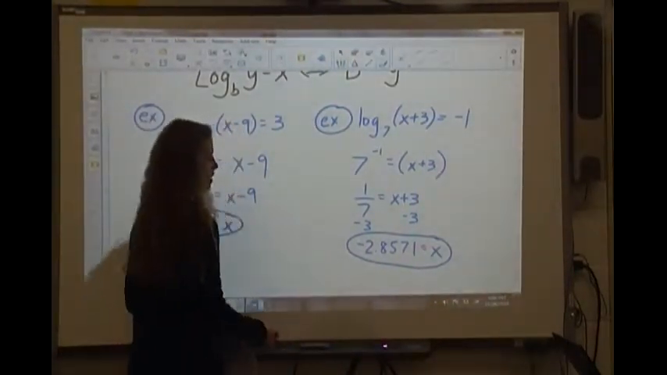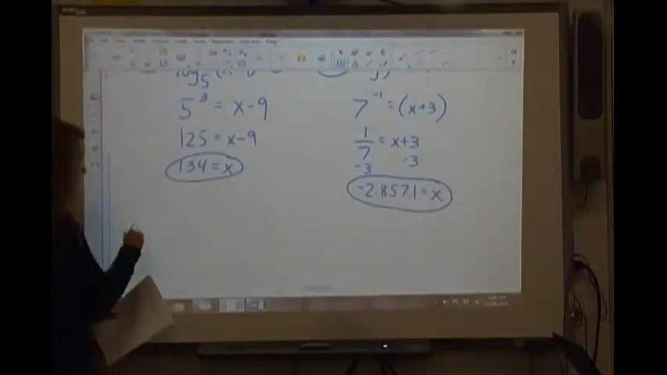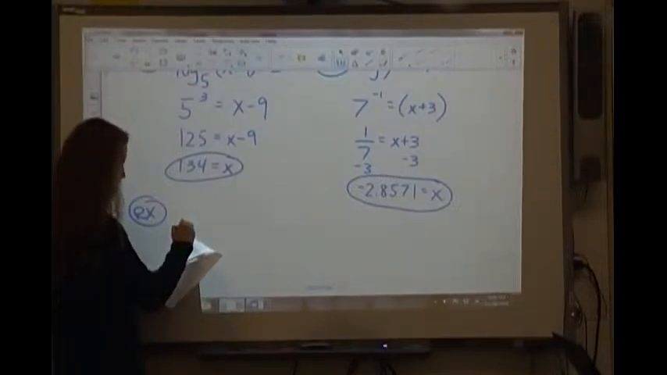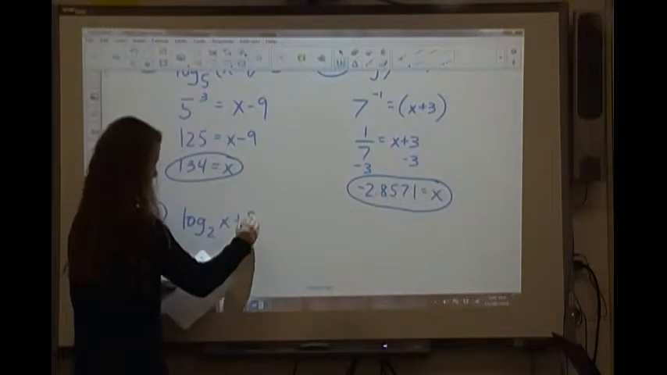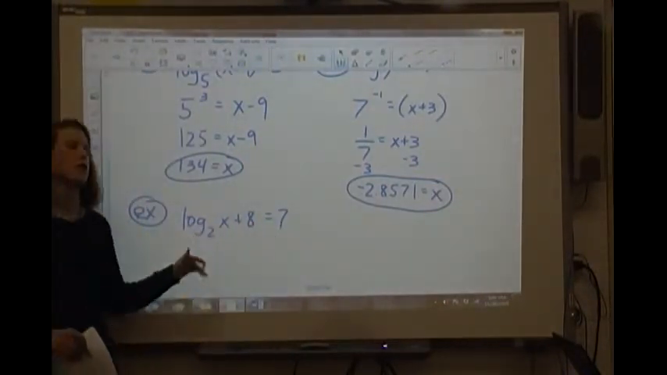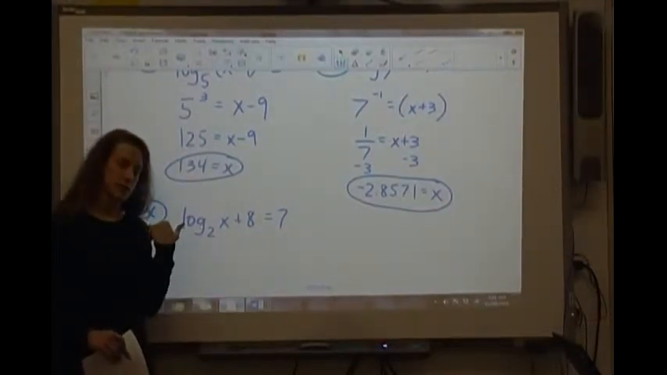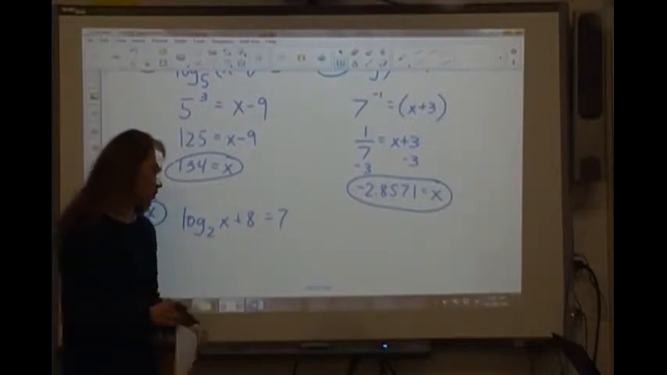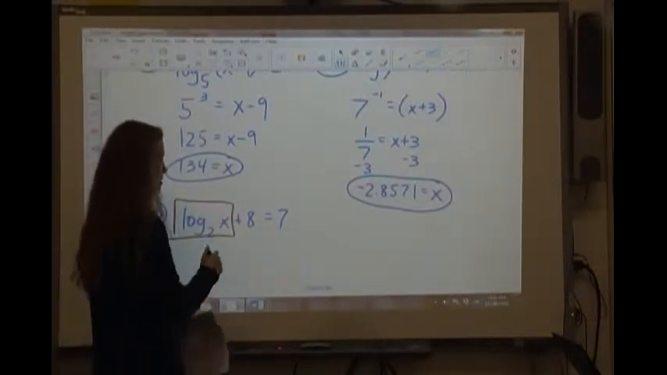All right, so we're going to take a look at another example now. This time it's going to be a little bit different. Let's take log base 2 of x, plus 8, equal to 7. Now notice what's different about this problem than the other ones that we've been doing is the x plus 8 is not in parentheses. When this is in parentheses, it's all one term. Right now it's not. So the log base 2 of x is one term.